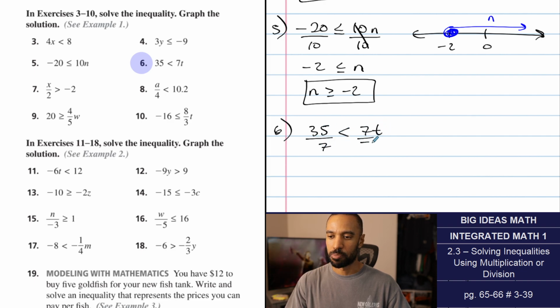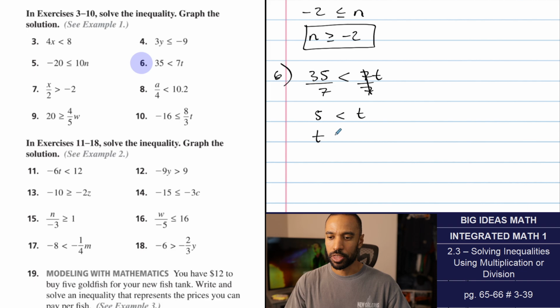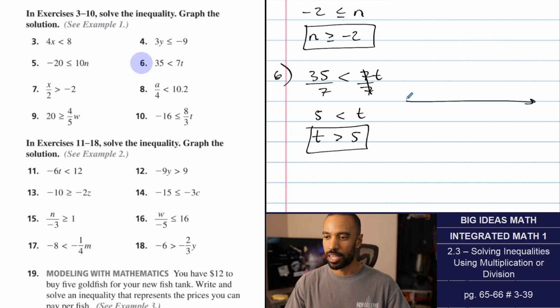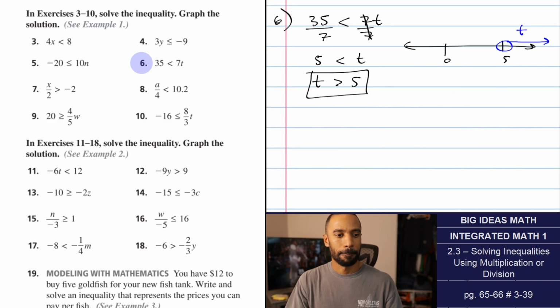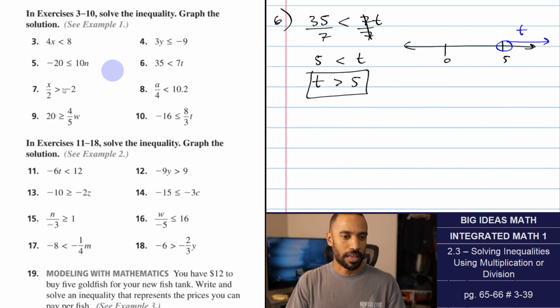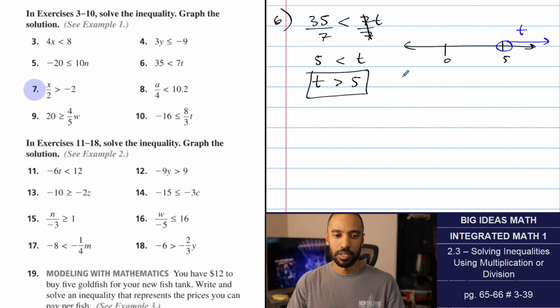If I divide both sides by 7 in this case, this will be 5 is less than t. Swap everything around, t is greater than 5, that's the way we do business up in here. And we look in this way over here for t. All right, now we have some values that are divided, and that means we're going to multiply to solve them. Doesn't look like anything here has negatives at the moment, which is quite okay.